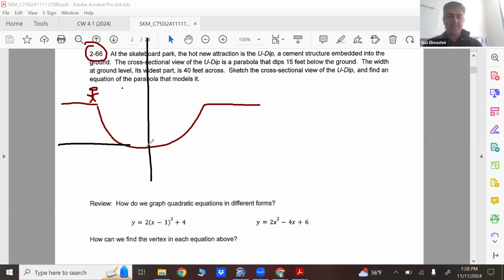All right. So here's a skateboard park, and I deliberately put an XY plane on the graph. Now, they say that it's 40 feet wide and it's 15 feet deep. So I'm going to have to be mindful about how I label.